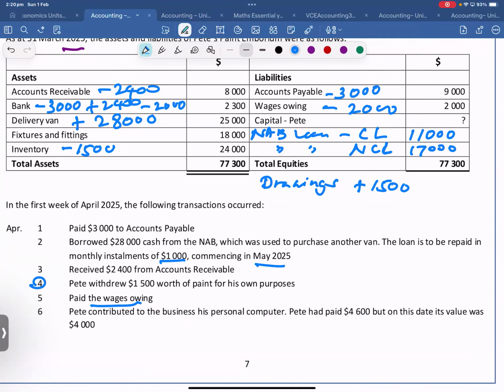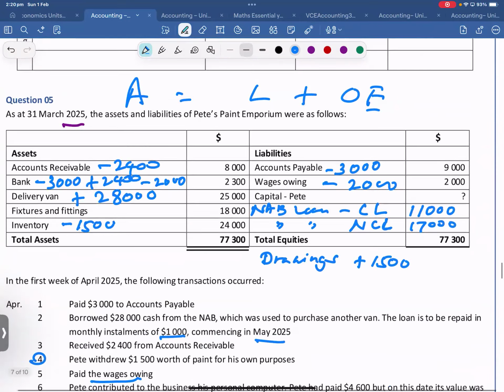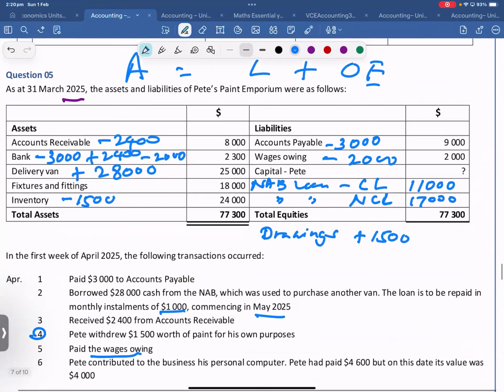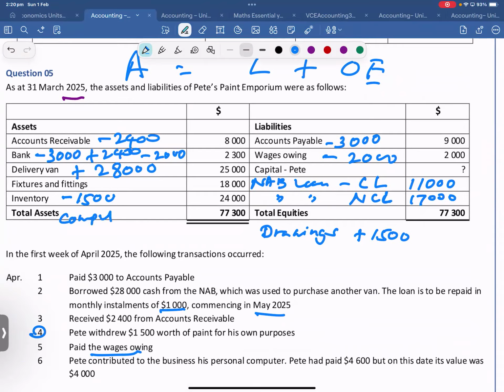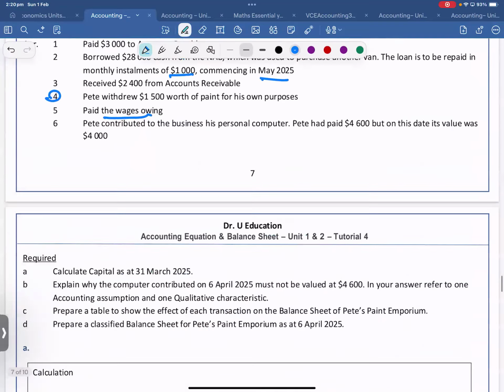4,000, because he paid for it a while ago, but now it's valued at 4,000. So that is what is important for us. 4,000. Then what will happen? We will say like this. We don't have computer here, so I'll write computer here. Computer plus 4,000. What is it affecting, Tanisha? You can say capital contribution, 4,000. That's it.